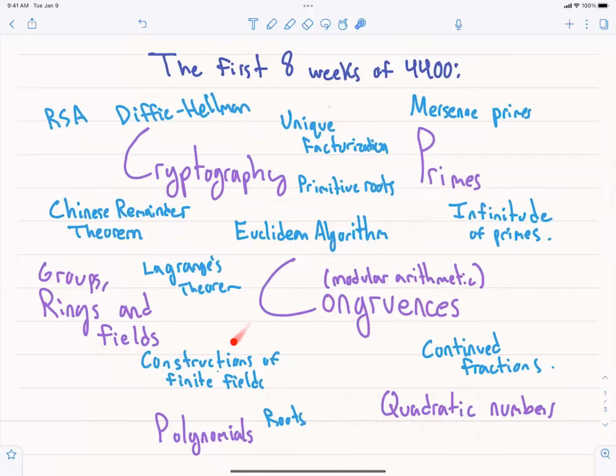We'll use all of this group theory and ring theory more seriously, like Lagrange's theorem and looking at finite fields. We're going to do a little bit more cryptography, a more advanced cryptography scheme. And we'll study a little bit more about prime numbers and unique factorization and what that means in more general settings of groups, rings, and fields. So all these ideas that we encountered in the first 8 weeks that are written up here, we're going to come back to all of these.